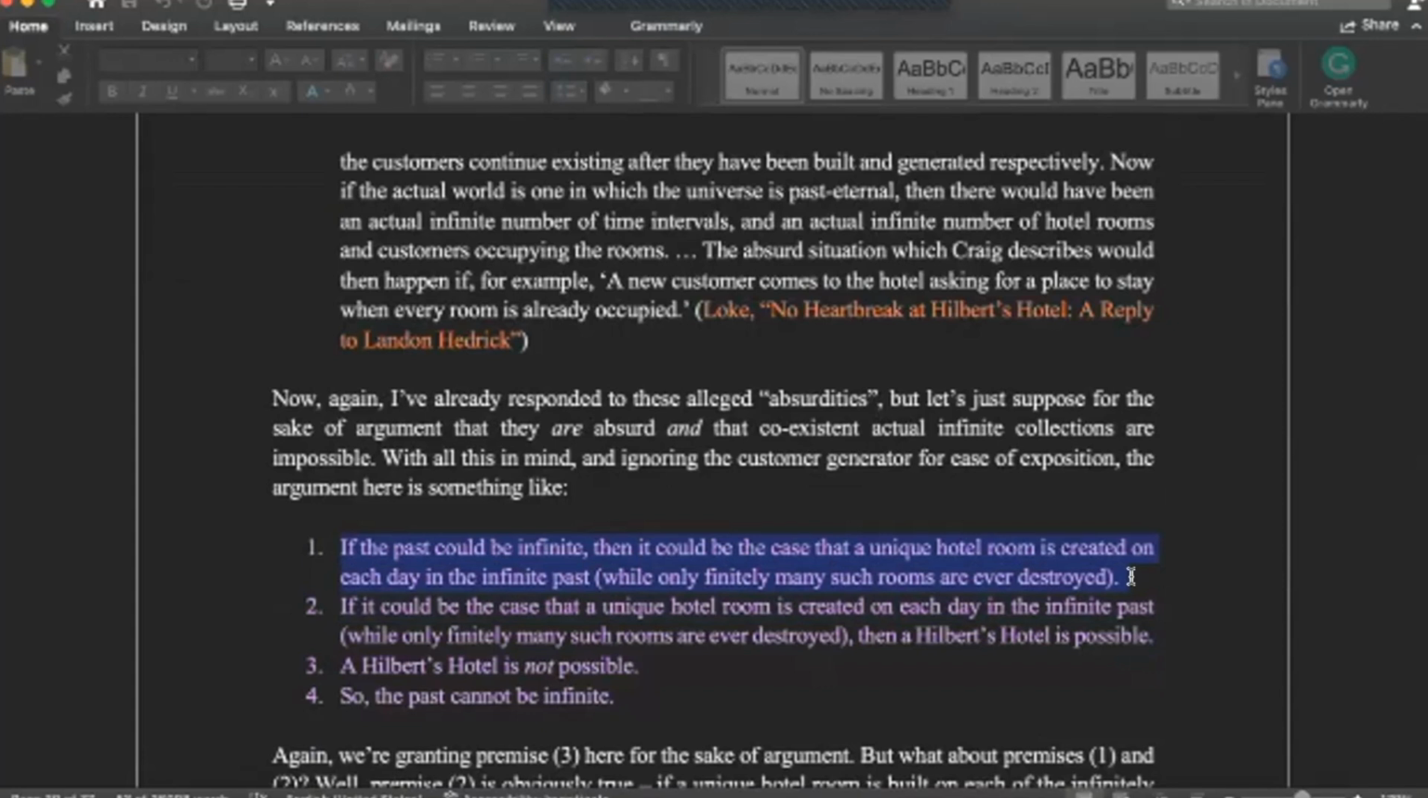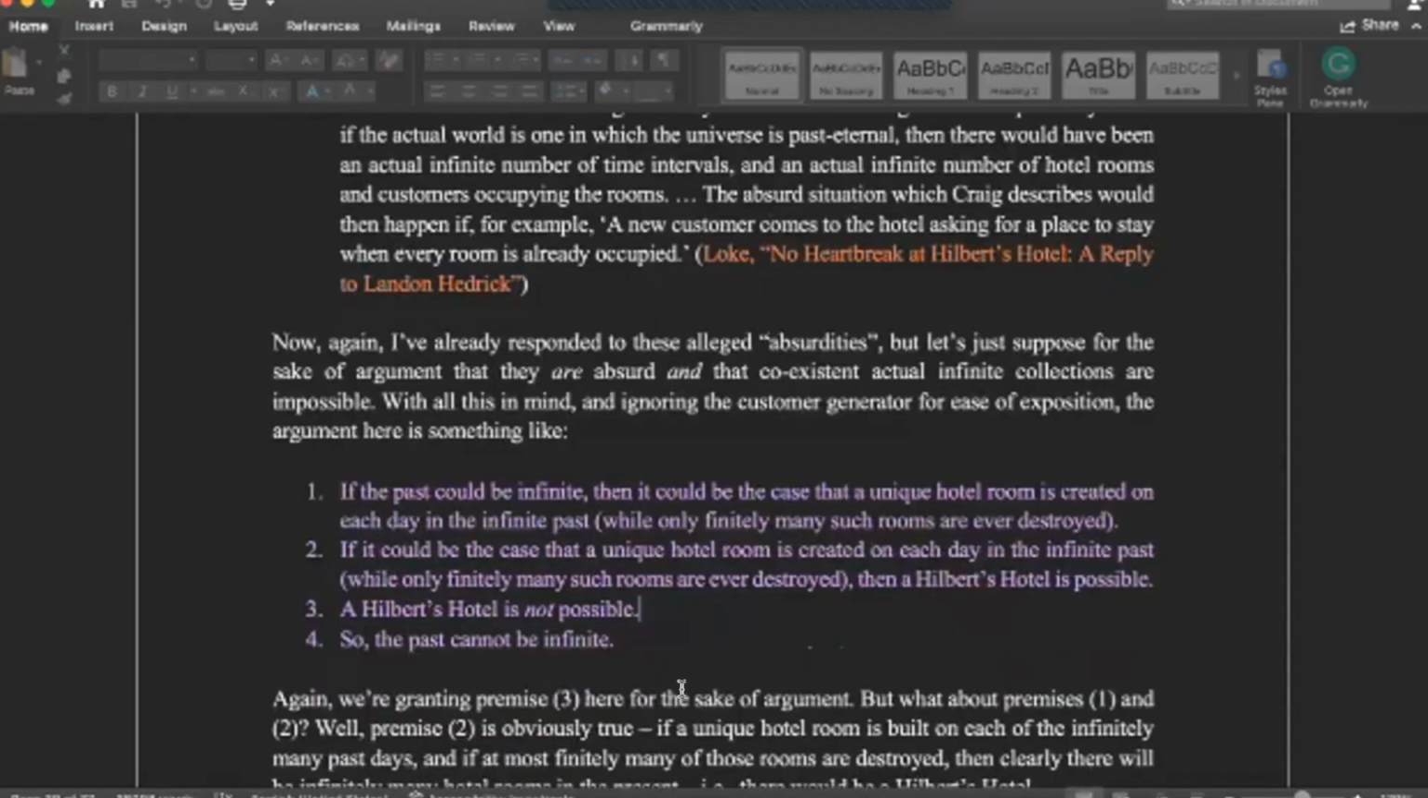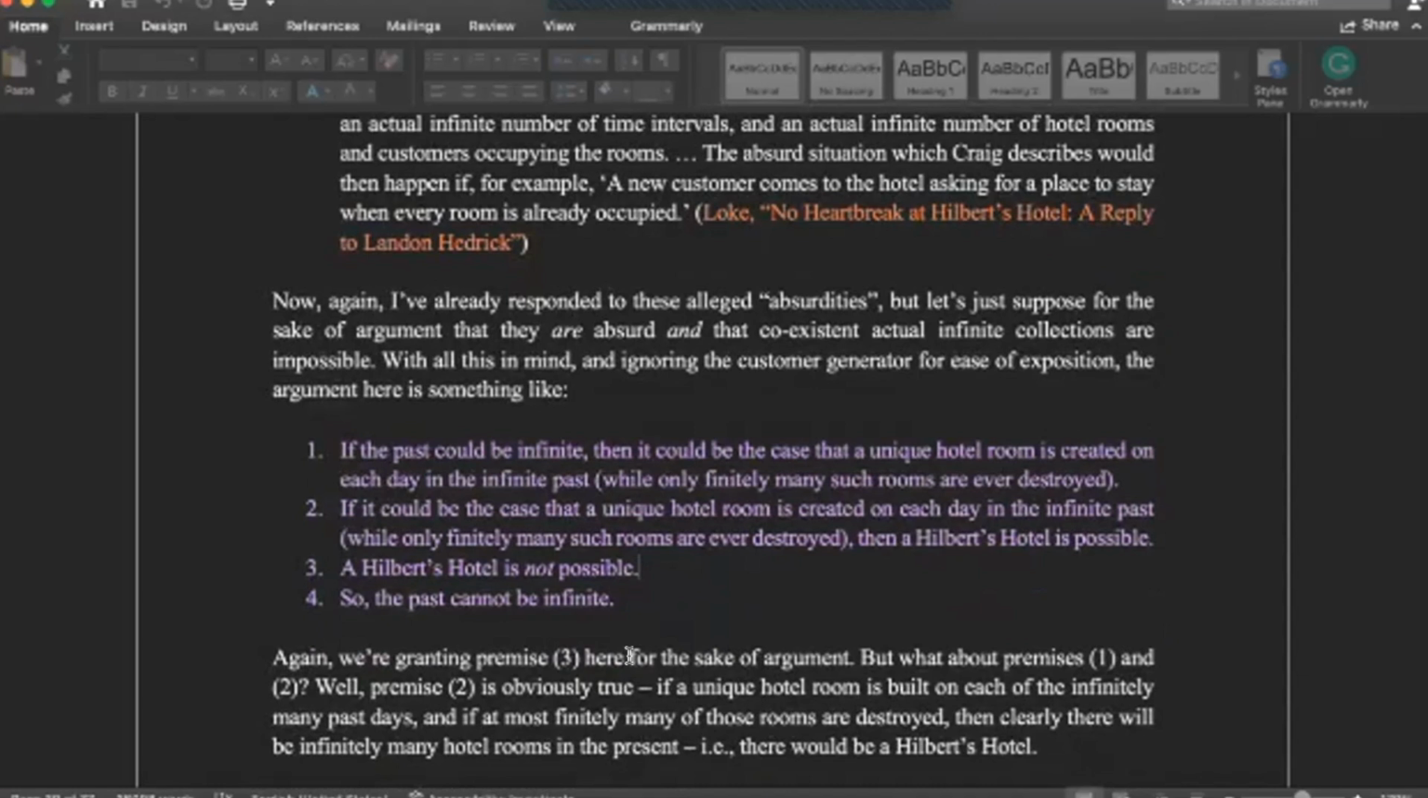2. If it could be the case that a unique hotel room is created on each day of the infinite past, while only finitely many such rooms are ever destroyed, then a Hilbert's hotel is possible. 3. A Hilbert's hotel is not possible. So what follows from those is that the past cannot be infinite. Again, we're granting premise 3 here for the sake of argument, but what about premises 1 and 2?